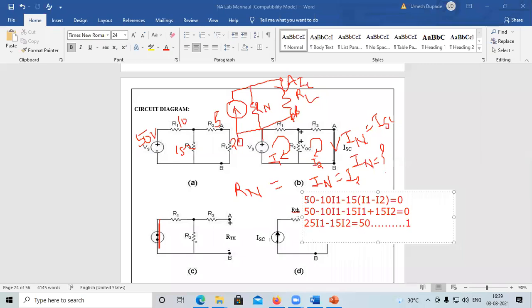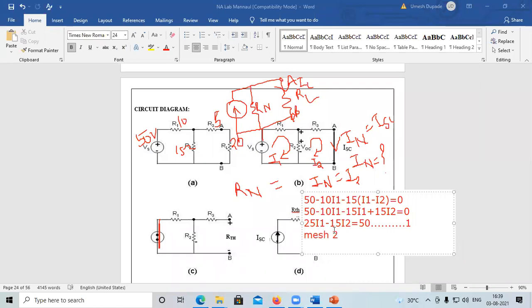राइट, हे करेक्ट आहे ना इक्वेशन? 25 I1 minus 15 I2 is equal to 50. This is equation first. Now apply KVL to the second mesh. Mesh second ला KVL apply केला, that is mesh second KVL.